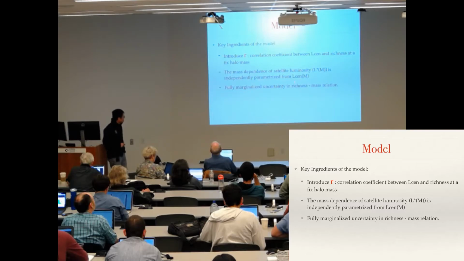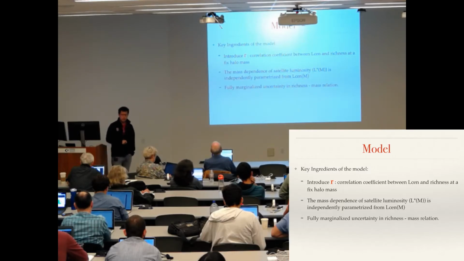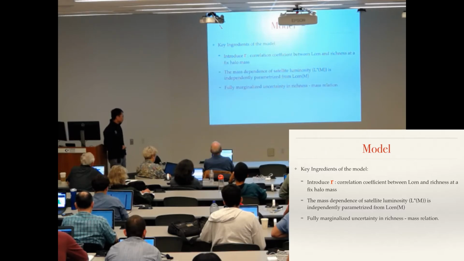I'll skip the second point. The third point is that in this work, we fully marginalize over the uncertainty in the richness mass relation. So our error budget is very conservative.